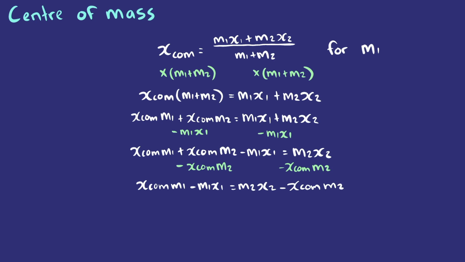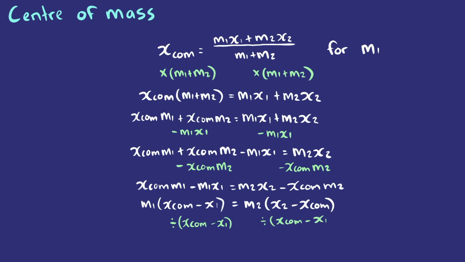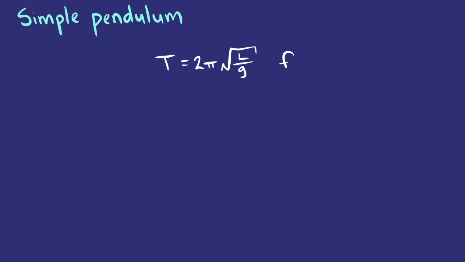Now I'm going to factorize our m1 out on our left. And we might as well factorize out our m2 on the right, just to make things a bit more tidy. Our final step is just to divide out our brackets here, which gives us m2 times x2 minus xcom divided by xcom minus x1. Let's now do the simple pendulum, which we will solve for g.